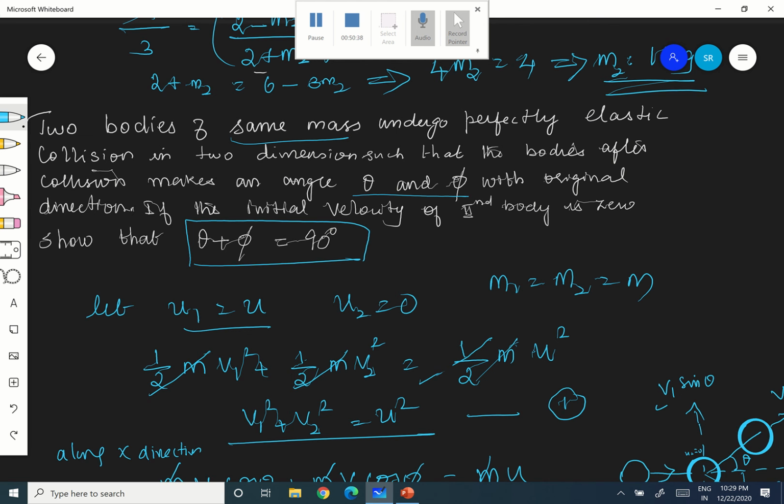Just, it is a perfectly elastic collision. Make use of the fact that the same mass is given and U2 is equal to 0, the second body is at rest initially. Make use of all three equations: kinetic energy conservation, momentum along x-axis is constant, and momentum along y-axis is also conserved. Use your trigonometric relations, which are very, very simple, then you will arrive at this. Okay, next one.